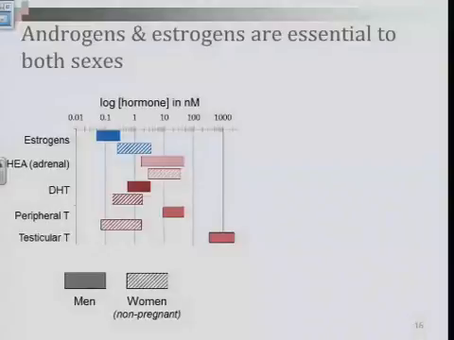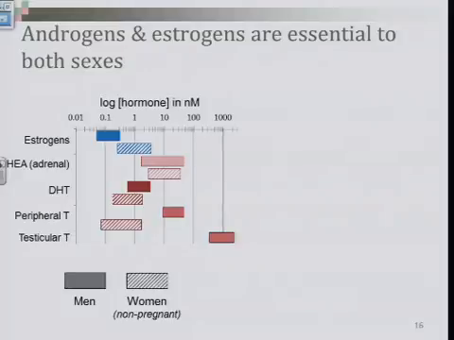So this graph shows the relative concentrations of androgens and estrogens in both sexes. So the solid bars are men, the cross-hatched bars are women. Okay? So we've got estrogens up here. So this is the log of the hormone concentration. So you can see in men, circulating estrogens are quite a bit lower than in women.